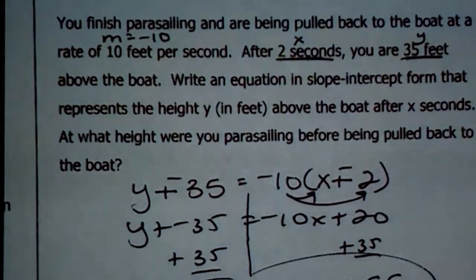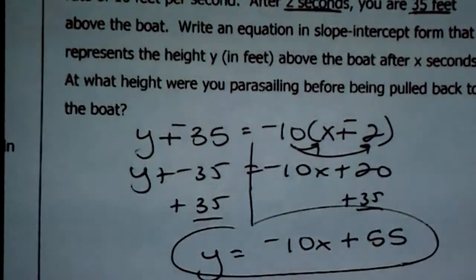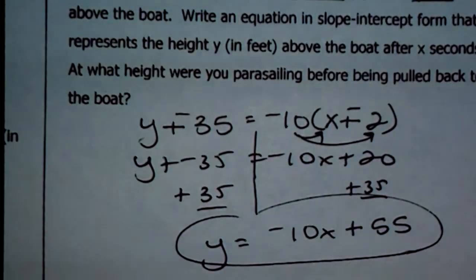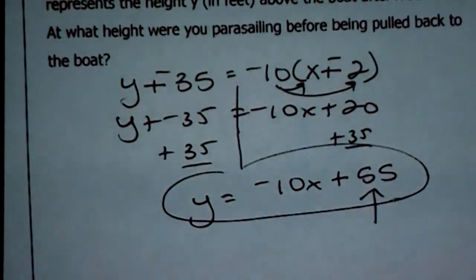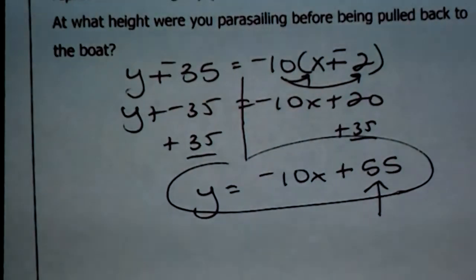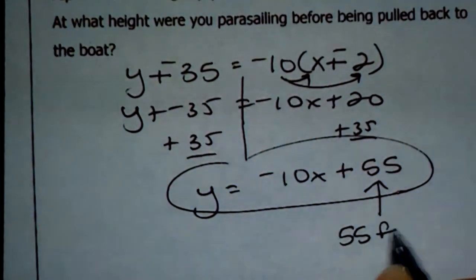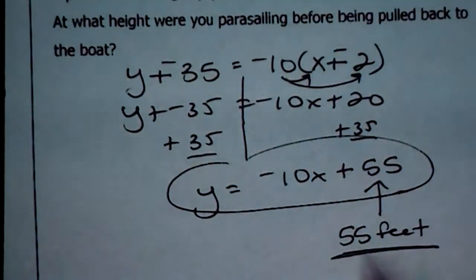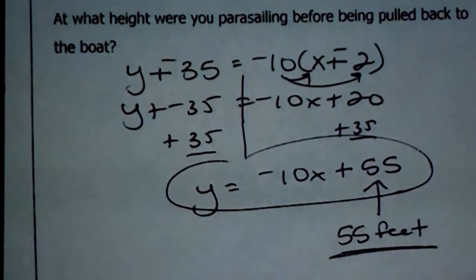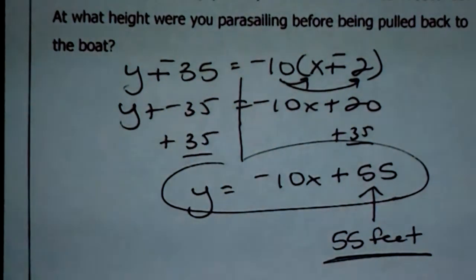So there's my equation. Now to answer the question, how high were you before being pulled back into the boat? I'm just asking you for your starting point. 55 is it. The y-intercept is your starting point. So 55 feet would be the answer to the second part of that. And that, I think, is all you need to know at the moment for point slope form.